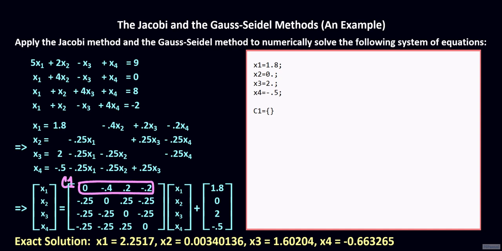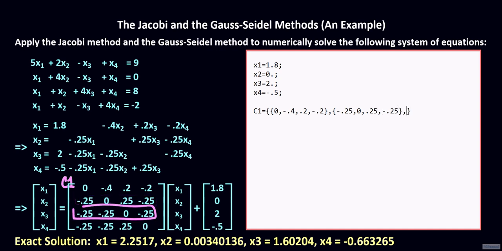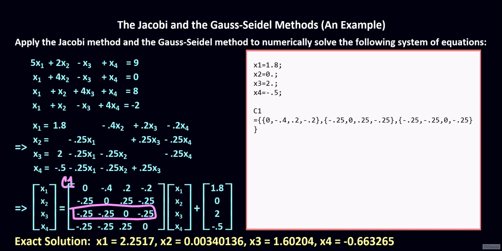Inside is the first row of C1, so we have a nested pair of curly brackets. The first row is 0, minus 0.4, 0.2, minus 0.2. The second row follows a comma after the first row and uses another nested pair of curly brackets. The second row is minus 0.25, 0, 0.25, minus 0.25. The third row is minus 0.25, minus 0.25, 0, minus 0.25. And the fourth row is minus 0.25, minus 0.25, 0.25, 0.